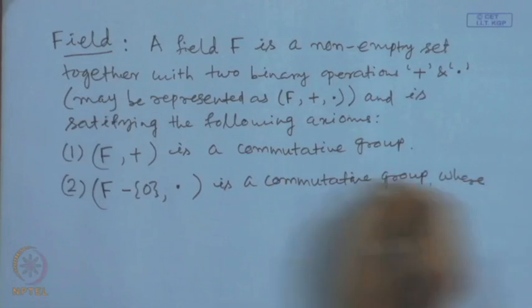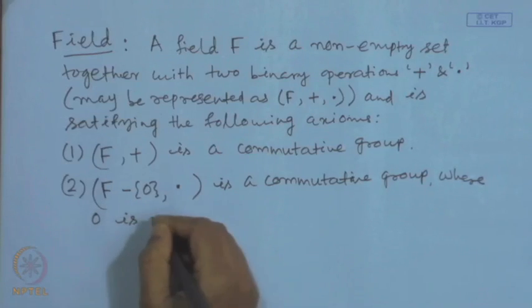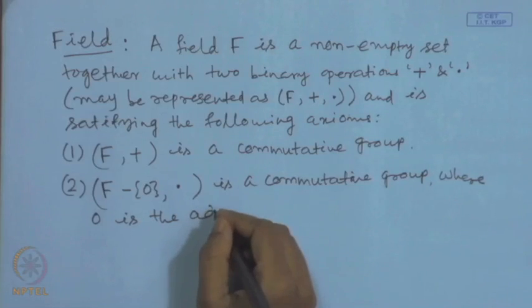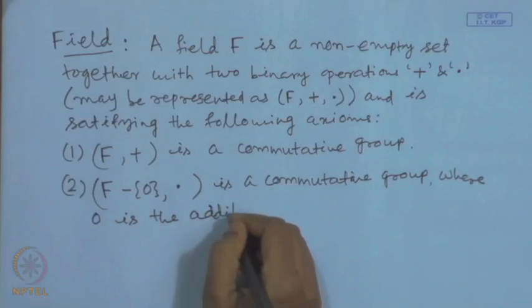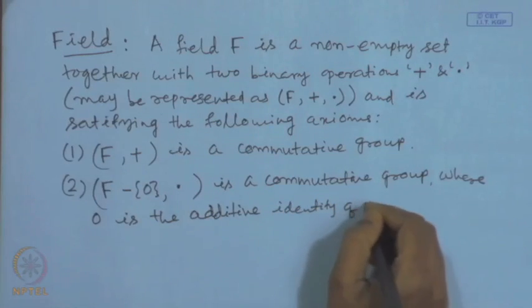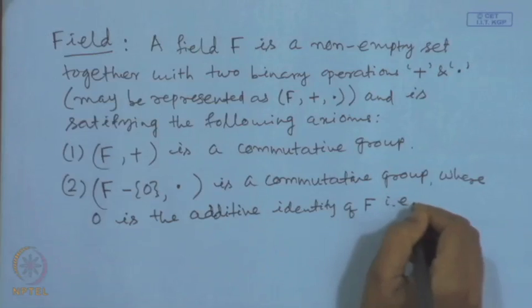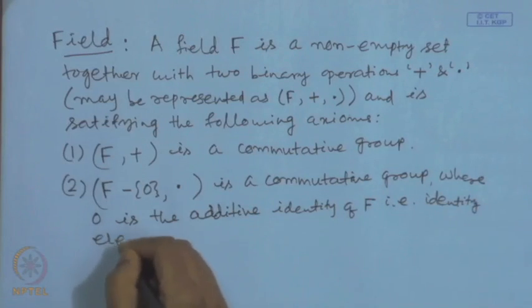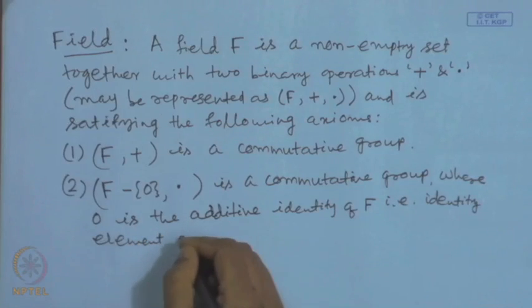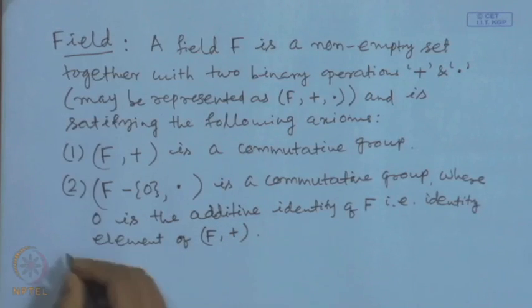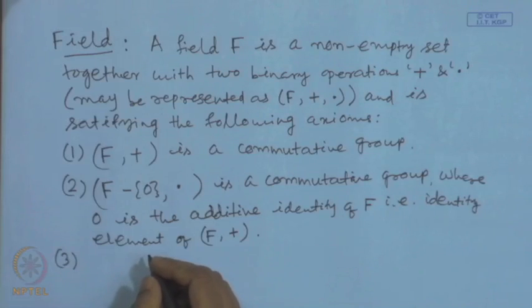Where this 0 is the additive identity of F, that is identity element of this group (F, plus).